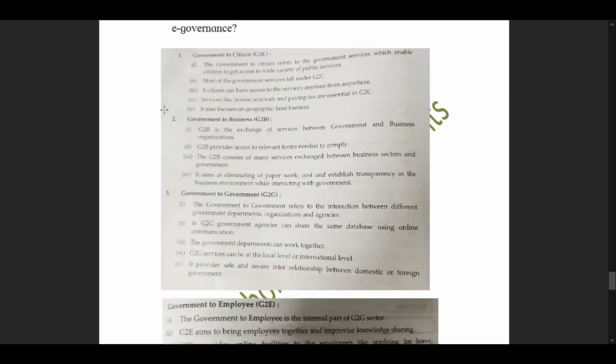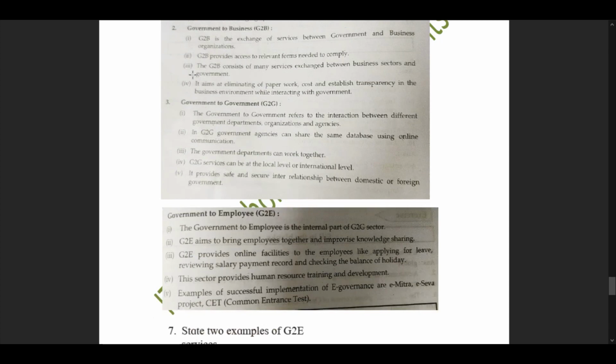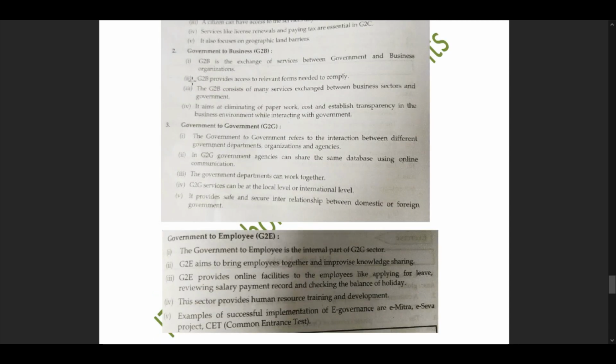Then we understand our last type of e-governance, that is government to employee, G2E. The government to employee is the internal part of the G2G sector. G2E aims to bring employees together and improve knowledge sharing. G2E provides online facilities to the employees like applying for leave, reviewing salary payment record, and checking the balance of holiday. This sector provides human resource training and development. Examples of successful implementation of e-governance are e-Mitra, e-Seva project, CET, that is Common Entrance Exam, and etc.